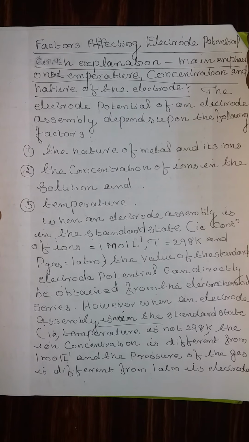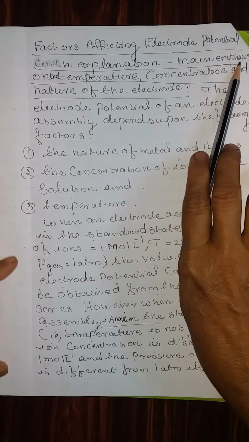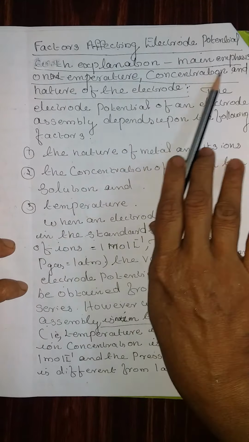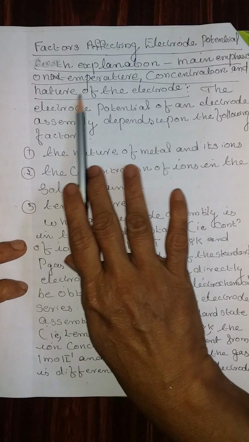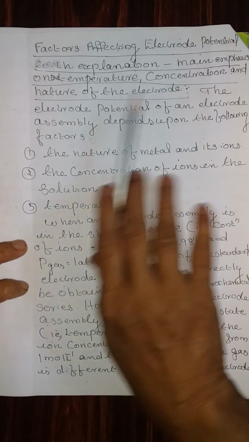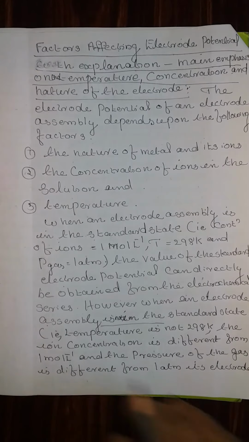Now, factors affecting the electrode potential, with explanation, with main emphasis on temperature, concentration and nature of the electrode. Next section.